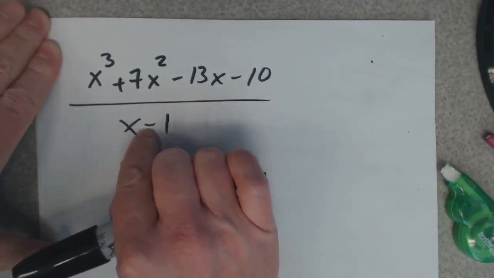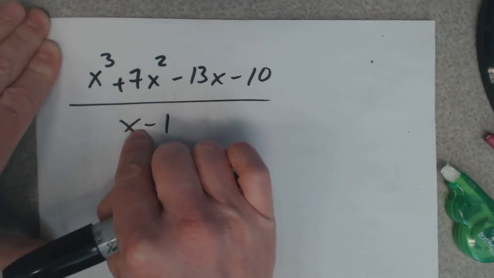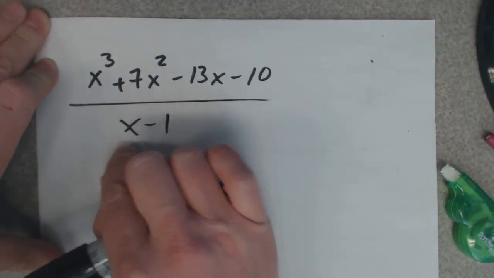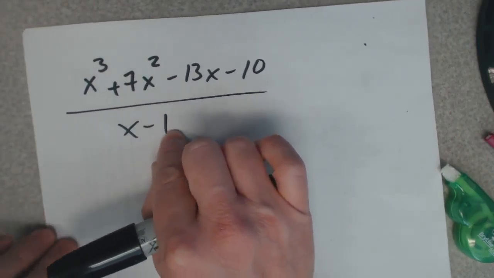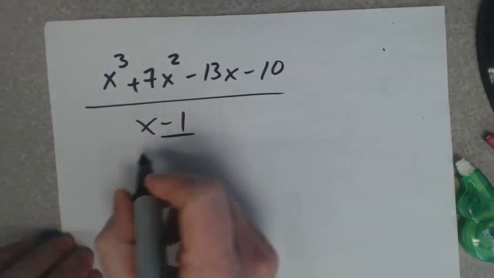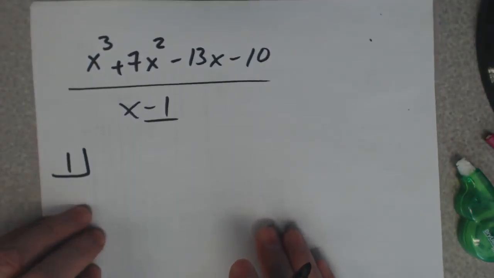If it's just plain old x minus a number or x plus a number, you can use synthetic division. You can't have any x squareds or x cubeds or anything like that, and you don't need anything in front of the x either. So it's just plain old x plus or minus a number. What you do here for synthetic division is you take this number and you change its sign. So I'm going to use a 1 here.